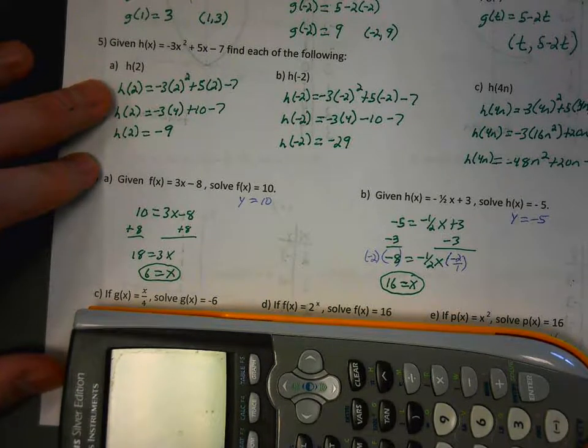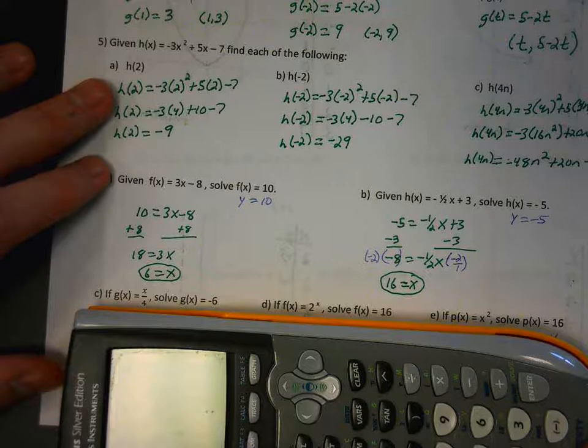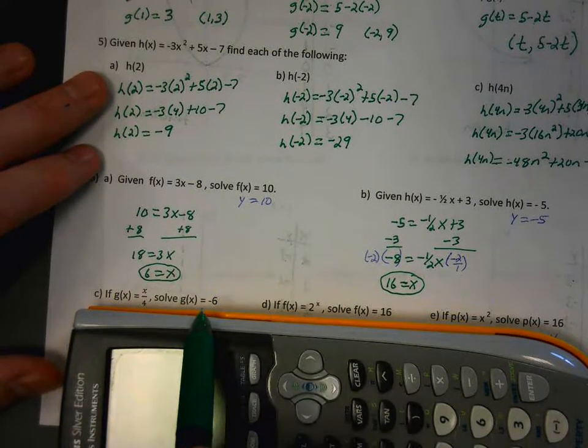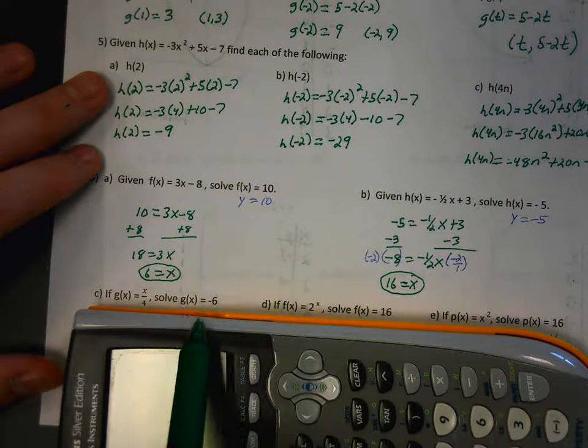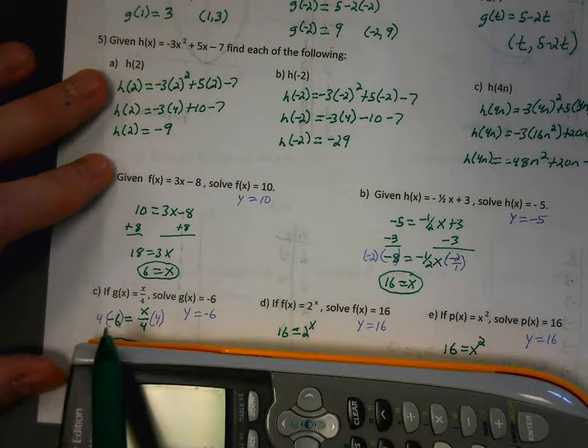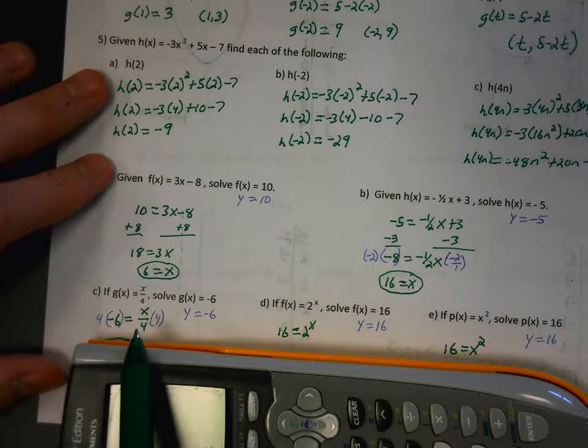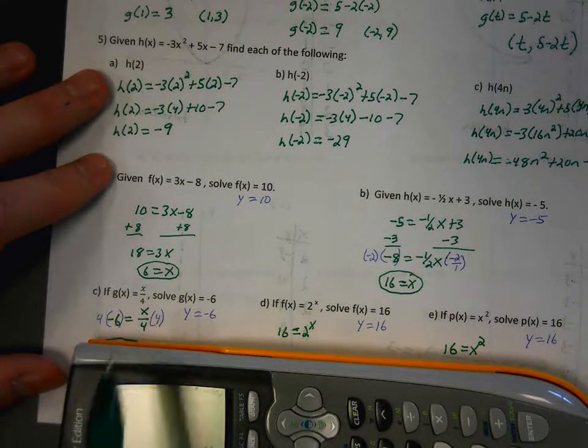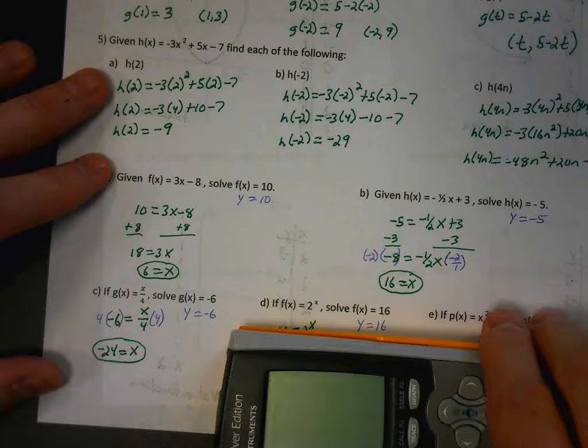Okay, when you get to the bottom 3 in C, D, and E, same idea. They're giving you, in part C, they say that g of x equals negative 6. So that doesn't mean that the x value is negative 6. It means that y equals negative 6. So when you substitute that in, we have negative 6 equals x over 4. To undo dividing by 4, you multiply each side by 4. So you get negative 24 for x.